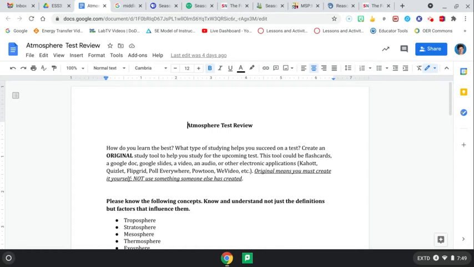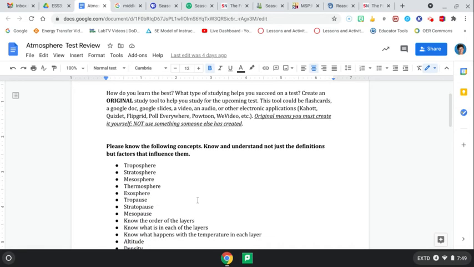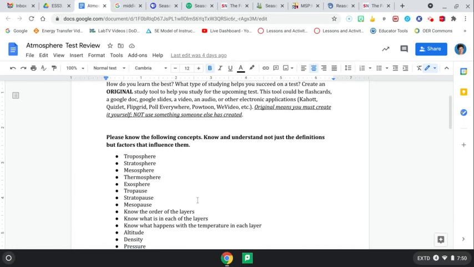So first you have to decide the type of tool you want to create. And then you're going to spend the class period creating that tool. So here are the concepts you need to know. You need to know more than just the definitions. So we've been talking about the troposphere, the stratosphere, the mesosphere, the thermosphere, the exosphere. So you need to know all about those. You need to understand and know what the tropopause is, the stratopause, the mesopause.